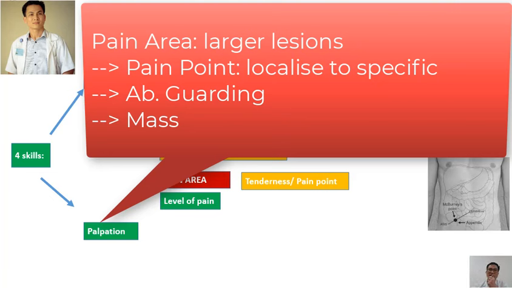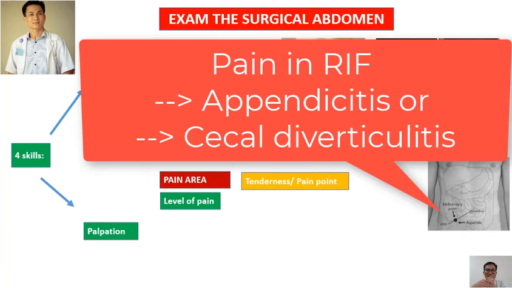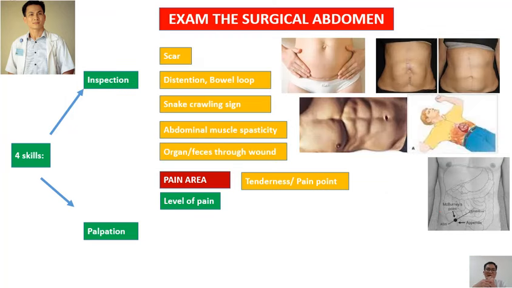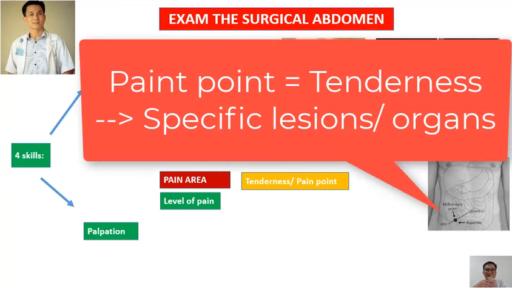To begin with, we identify the painful area. In this approach, we locate the general area of pain for each anatomical subdivision. Consider common pathological lesions that might be present. For example, pain in the right iliac fossa often suggests appendicitis or cecal diverticulitis. Next, in palpation, we have to identify the pain point or tenderness.